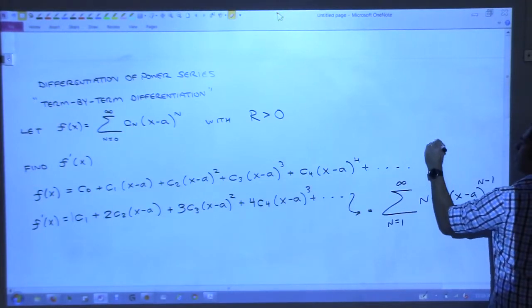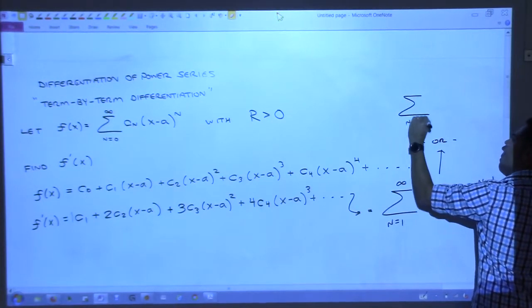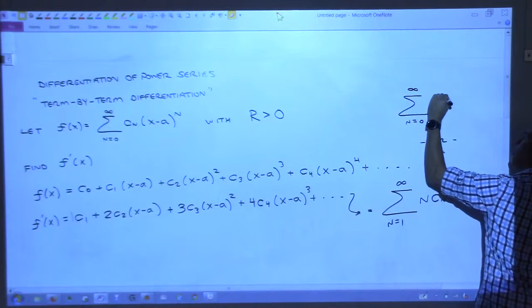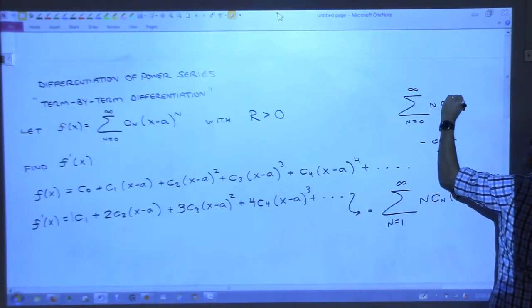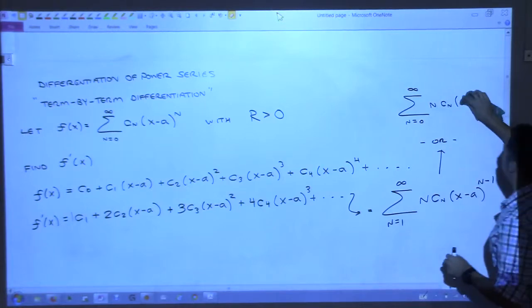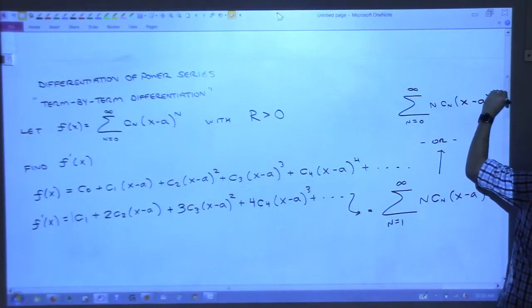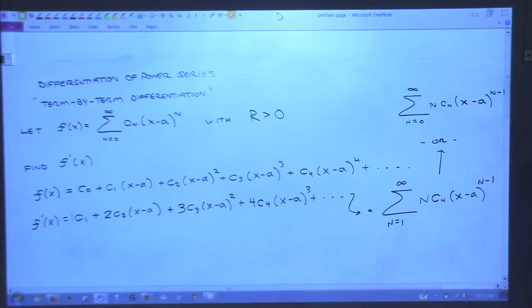Or, if you like, you can do this: x minus a to the n minus 1. Okay? Either started at 0 or at 1. It works both ways. Pretty cool, huh? All right.